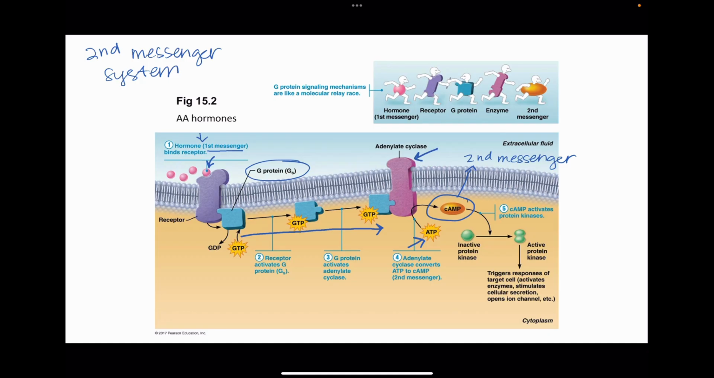The reason why these hormones are a lot faster acting than the lipid-based hormones is because all these materials here are already produced. They're already ready to go. So as soon as that hormone binds, it all happens automatically. And it's going to be very quick. So this is why these types of hormones act over minutes to hours. Okay, very quick responses that are turned off very quickly as well.